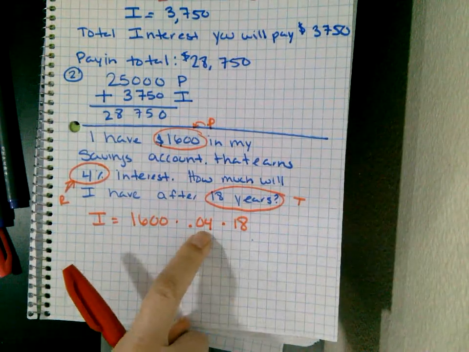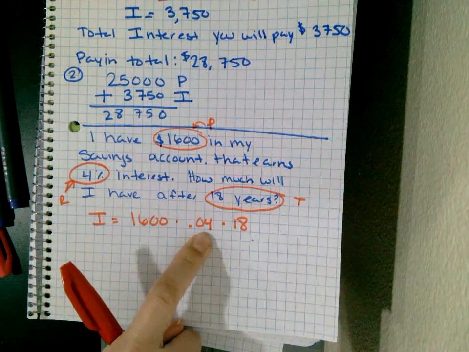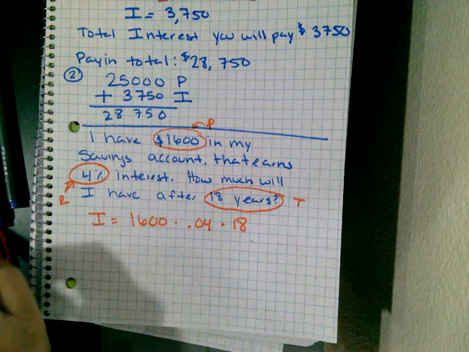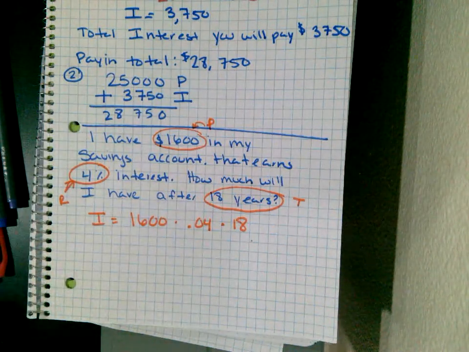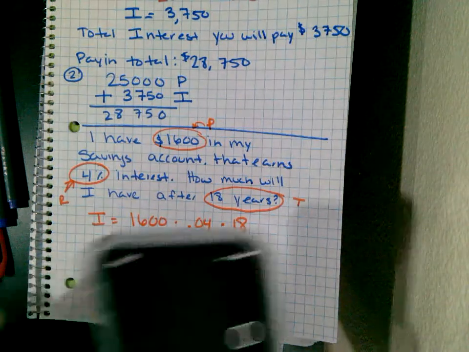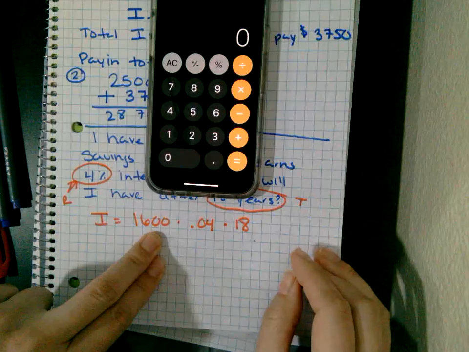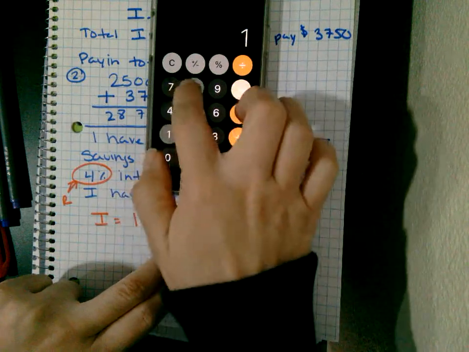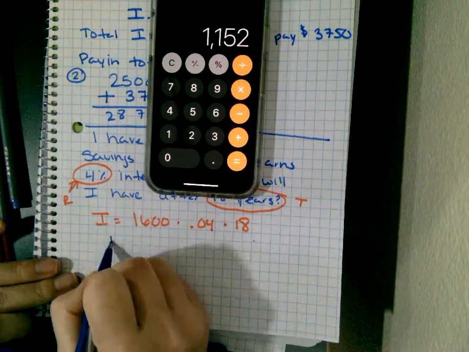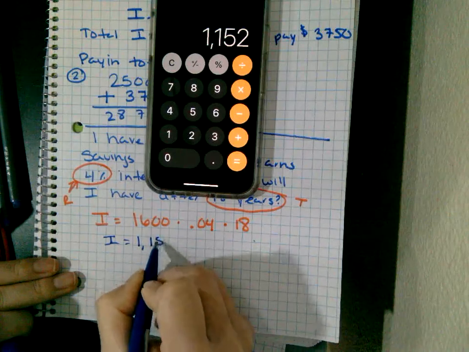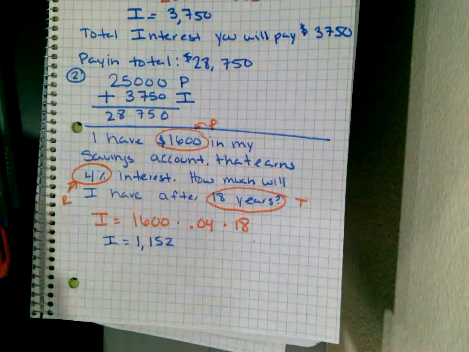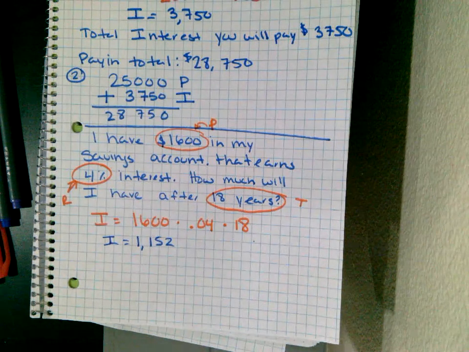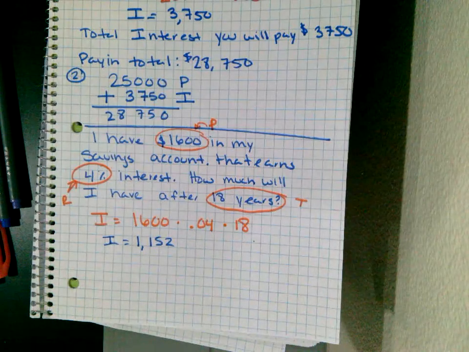At this time, you should understand where I get the 0.04. We've been doing this for about 2 weeks. I'm hoping you understand where we got that number. All right, no need to struggle. Have your calculator. So type this into your calculator. Make sure you get the same answer I do. So interest is equal to 1,152. That's how much the bank is going to give me for having my money in the savings account for 18 years and not touching it.